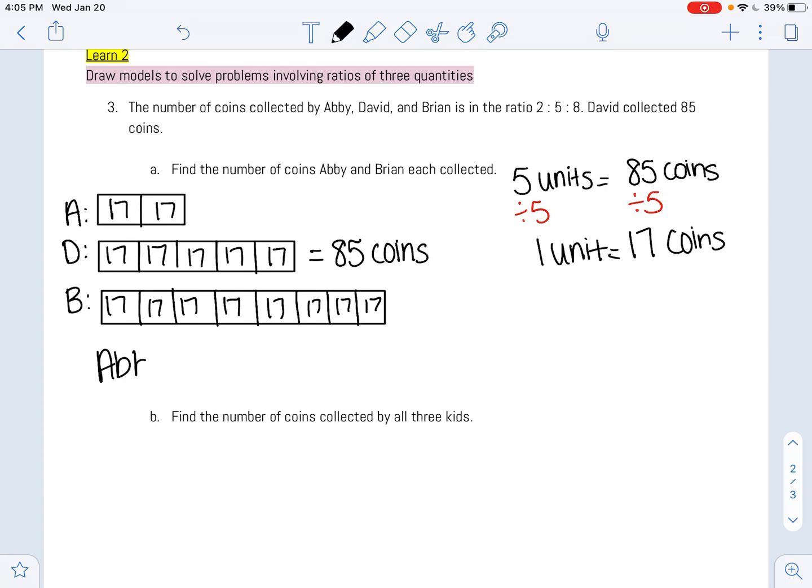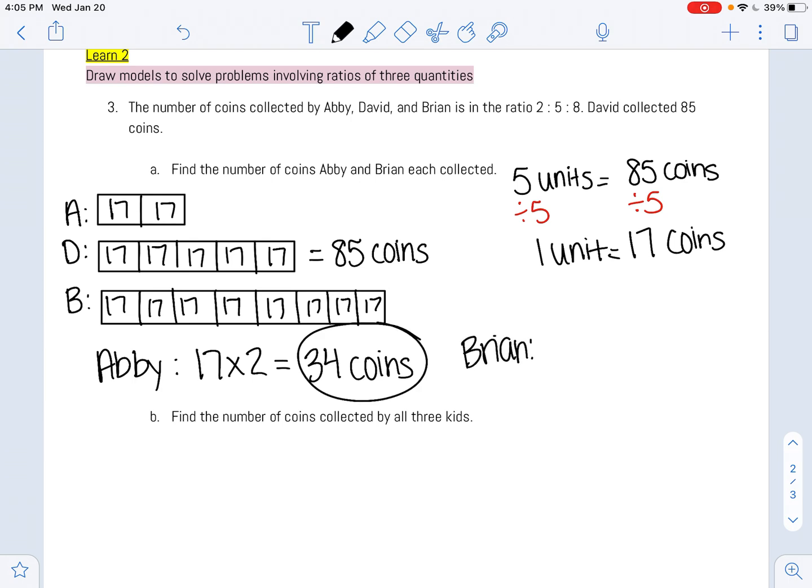For Abby, we take 17 times 2. There's 2 groups of 17, so she has a total of 34 coins. And Brian has 8 groups of 17, which when we multiply that, we get 136 coins. So we have now found the number of coins for each of them.